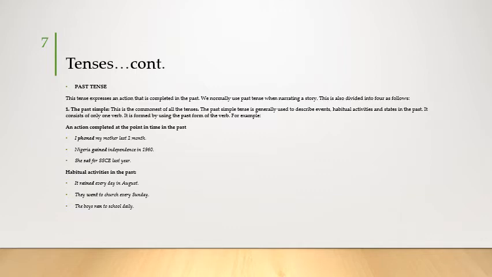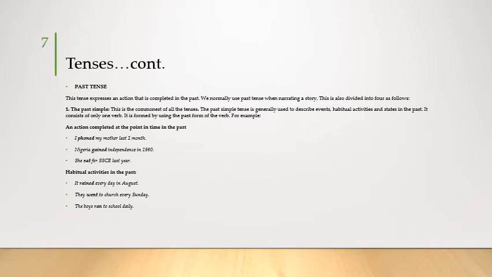The past simple tense is generally used to describe events, habitual activities, and states in the past. It consists of only one verb. It is formed by using the past form of the verb. For example, we use past tense to express an action completed at a point in time in the past.